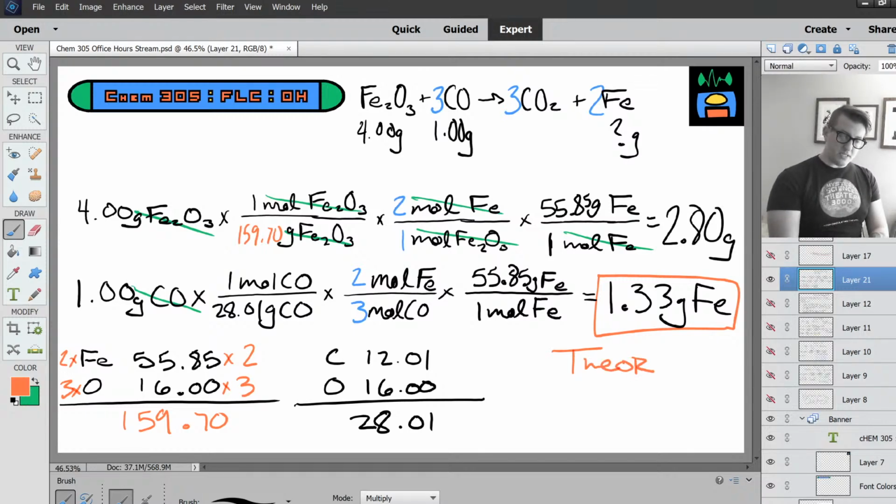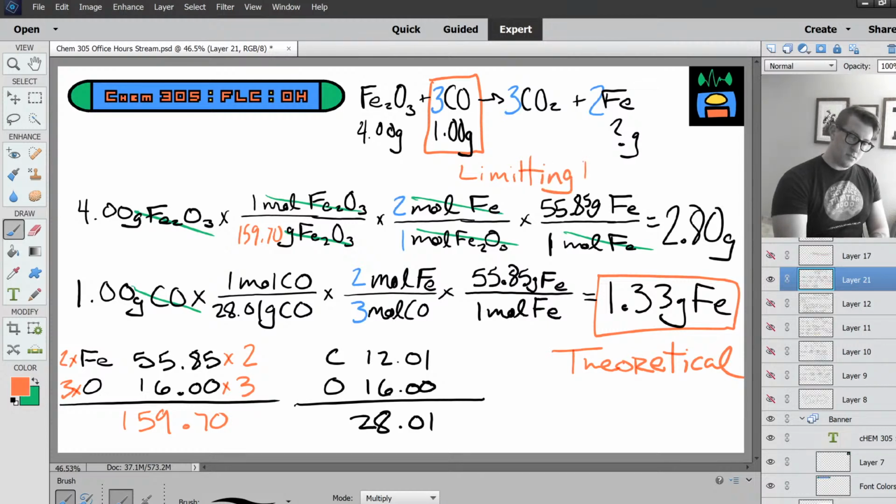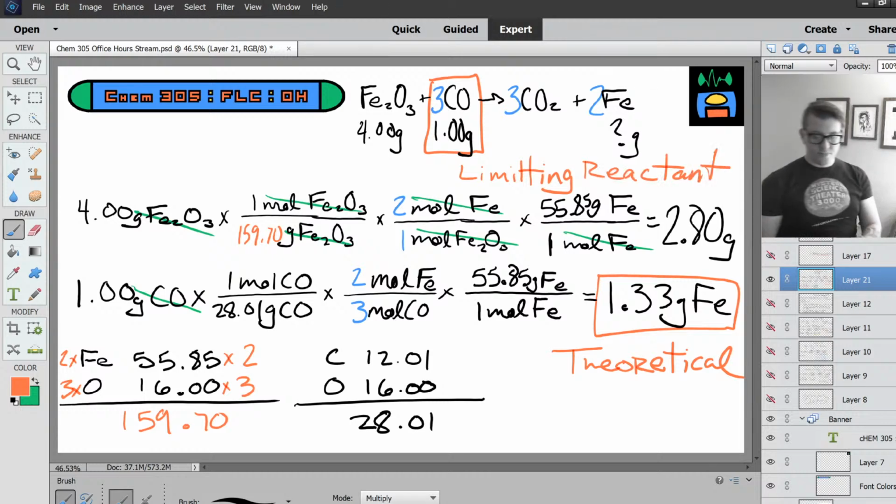That is our theoretical yield right there. And that makes carbon monoxide the limiting reactant. All right, and that is the answer to part B.